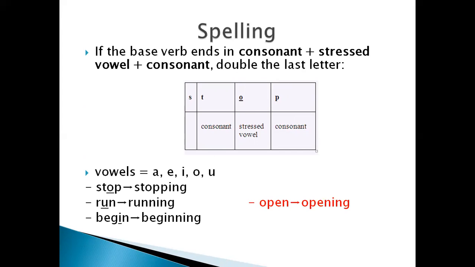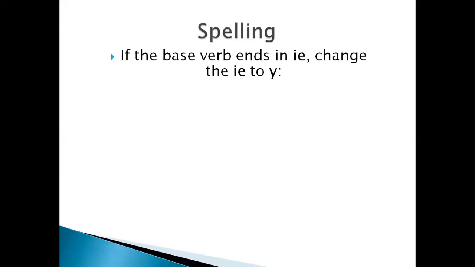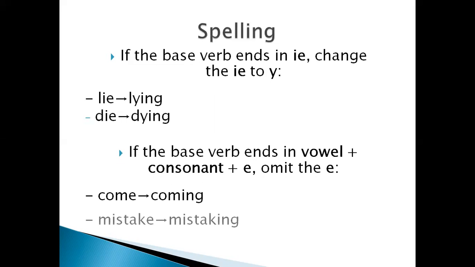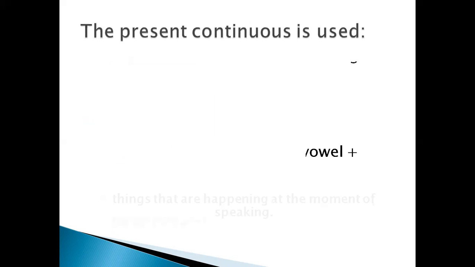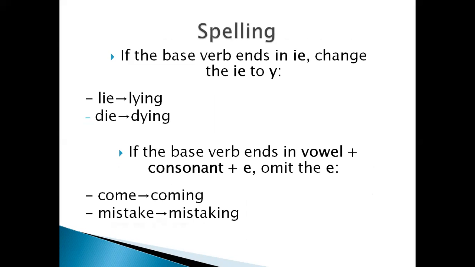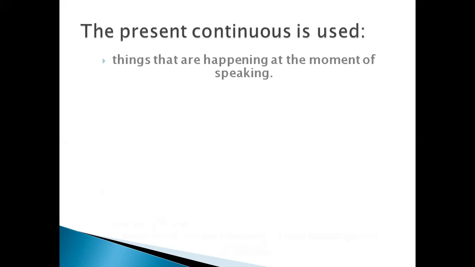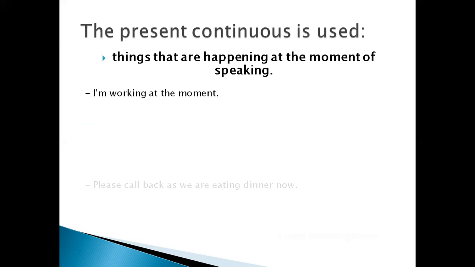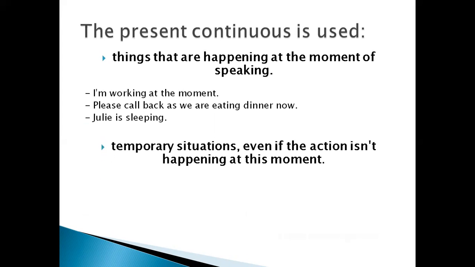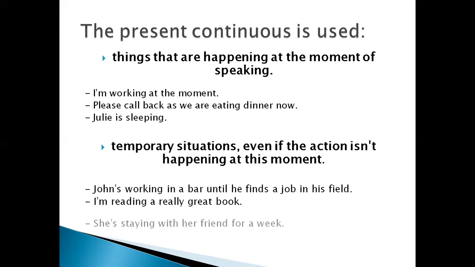Open, opening. The next, if the base verb ends in ie, change the ie to y. Lie, lying, die, dying. If the base verb ends in vowel plus consonant plus e, omit the e. Come, coming, mistake, mistaking. The present continuous, which is used to describe action in progress, is one of the most regularly used tenses in English.